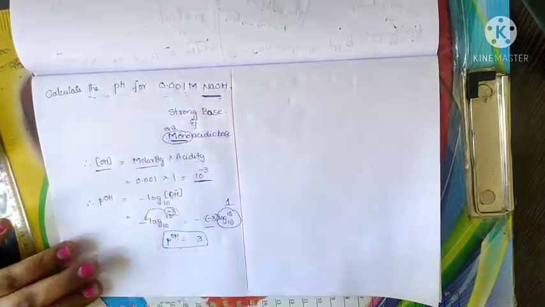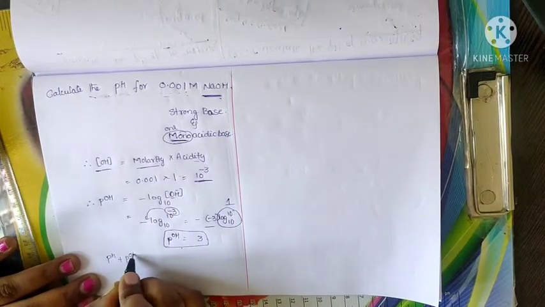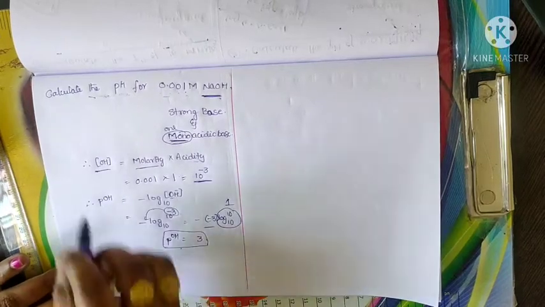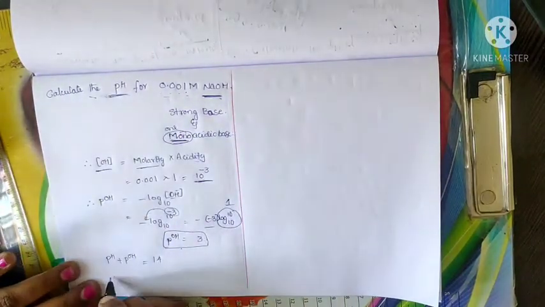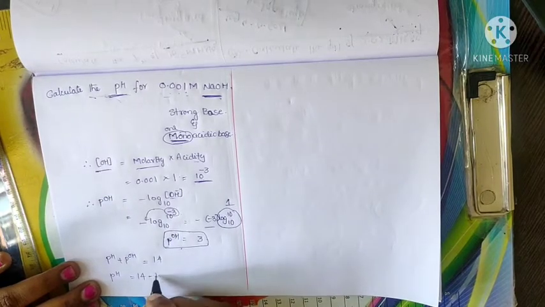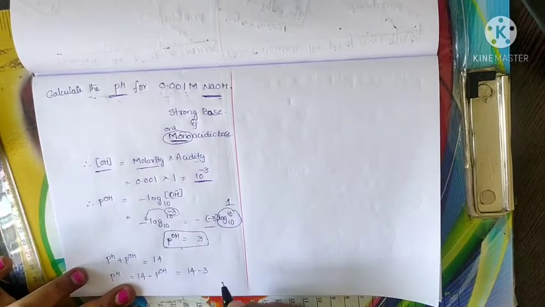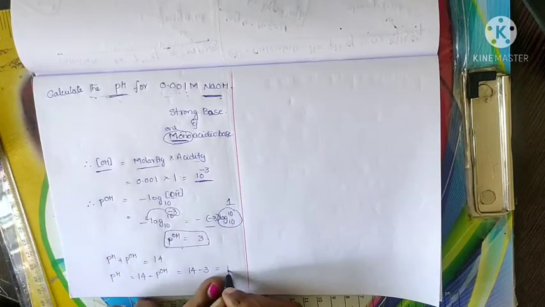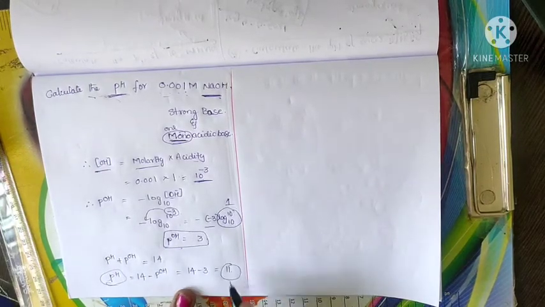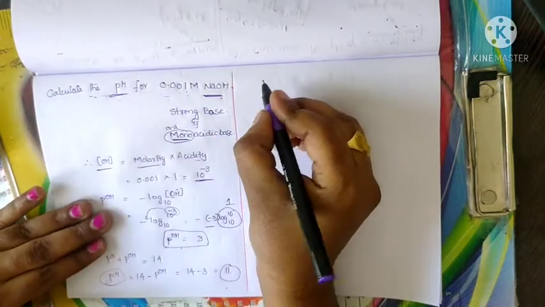Now in this problem, calculate the pH. The pH plus pOH equals 14. The pH scale contains 14: 1 to 7 is the acids and 7 to 14 is the bases. In this problem we are calculating pH, so 14 minus pOH. 14 minus 3, the pH value is 11. That is the pH for 0.001 molar NaOH.